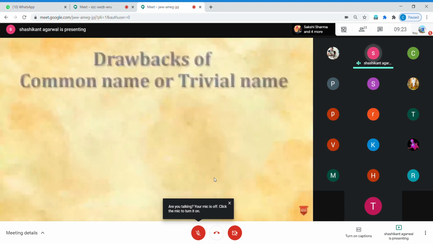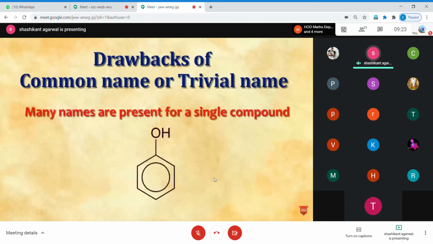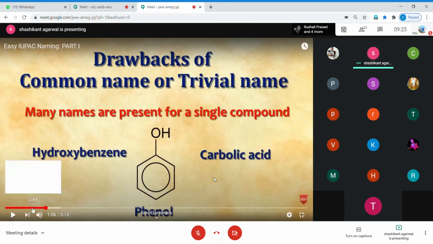There are many drawbacks of common or trivial names. Many trivial names are present for a single compound. For example, phenol has different names. Now, children, as you can see, these are some of the drawbacks of a trivial name system, and that's why we have opted for the IUPAC system.